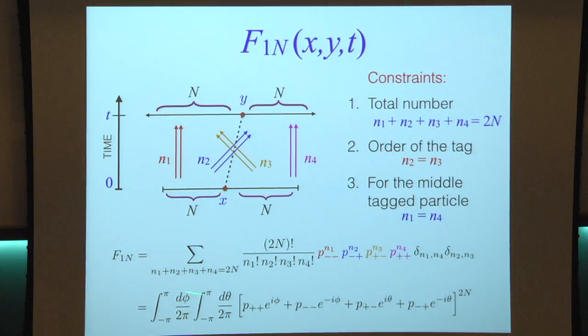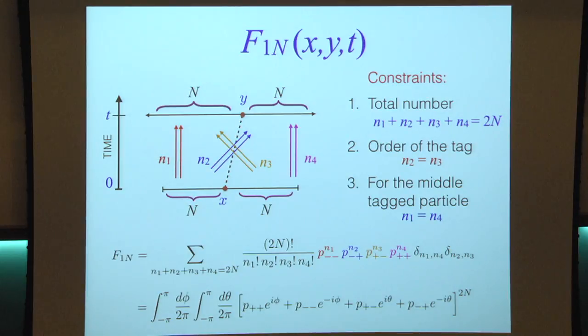So therefore, I can write down these probabilities for this process. This is the multinomial number of ways of choosing this one. p minus minus is the probability that a particle from the left of x goes to the left of y, and there are n1 of them. These are independent, so they just multiply. And I put this constraint in by this Kronecker delta function. Once you have this, you can use the integral representation of the Kronecker delta function and just put it there.